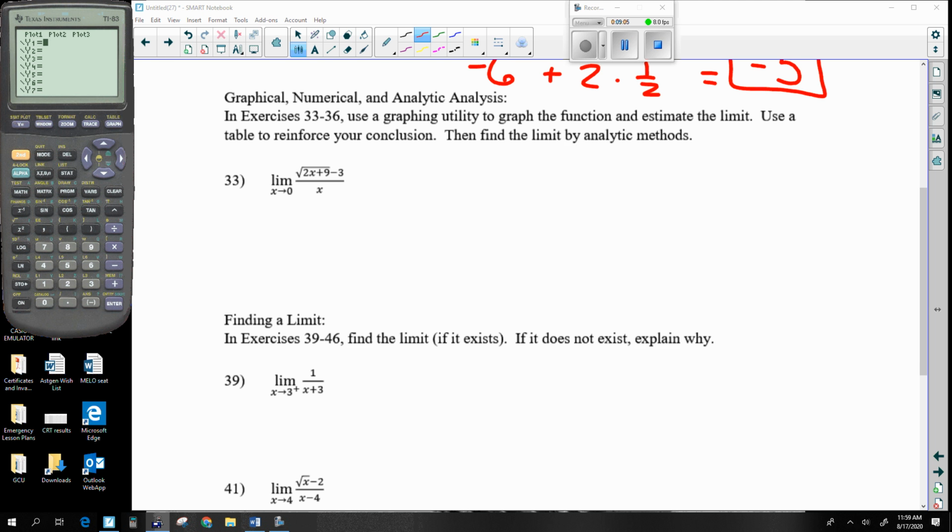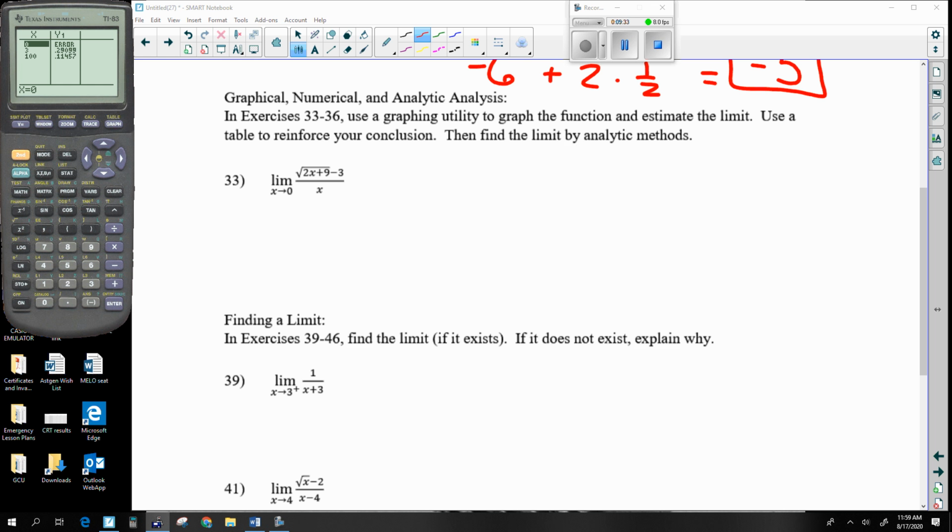So I'm going to put in y is equal to the square root of 2x plus 9 minus 3. I'm going to put the entire numerator in its own parentheses. So that's the numerator, and then it's divided by x. And I'm checking this right around 0.